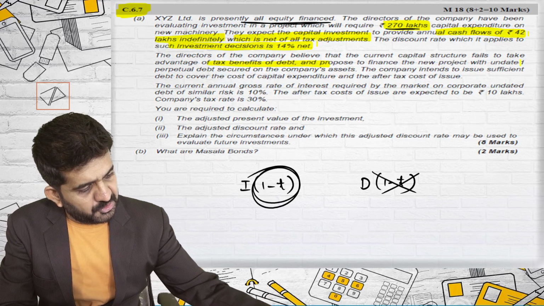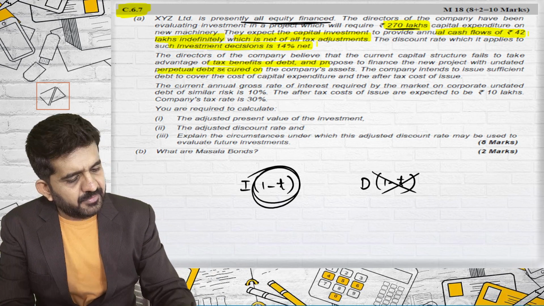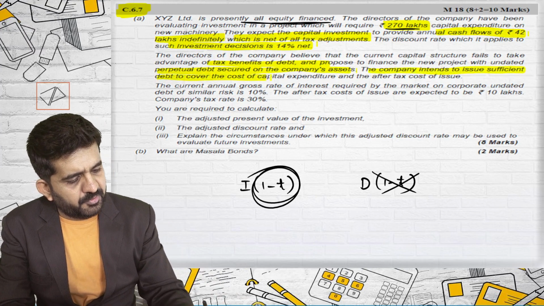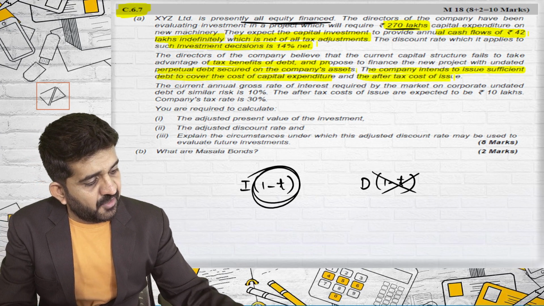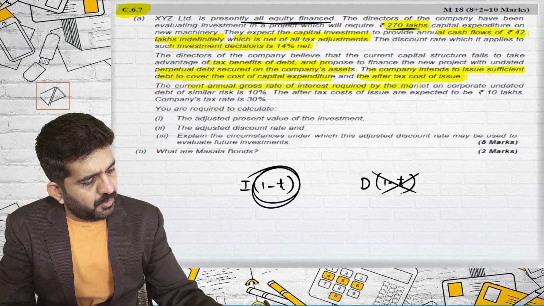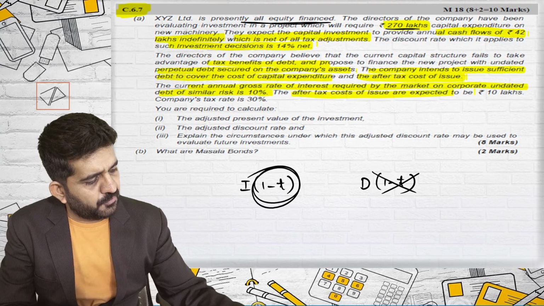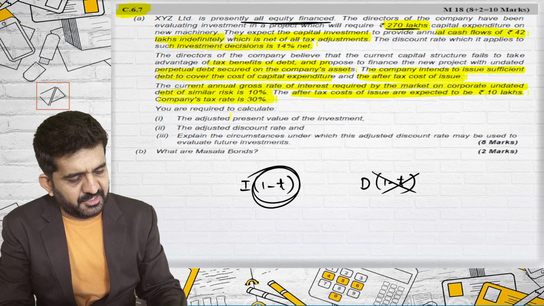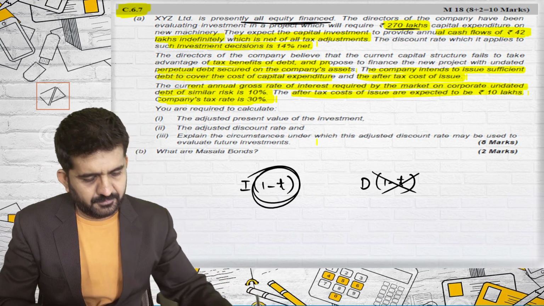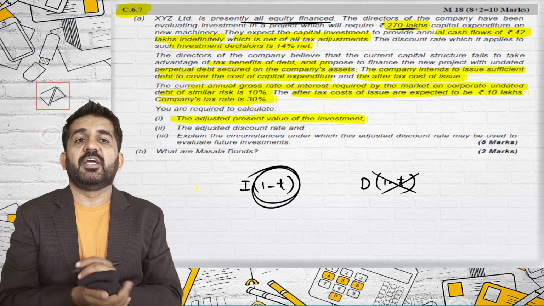And proposes to finance the new project with undated perpetual debt secured on the company's assets. The company intends to issue sufficient debt to cover the cost of capital expenditure and after tax cost of issue. This I'll explain to you. The current annual gross rate of interest required by the market on corporate undated debt of similar risk is 10%. The after tax cost of issue is expected to be 10 lakhs. The company's tax rate is 30%. Now tax is already considered in the cash flow of 42 lakhs. You are required to calculate the adjusted present value of the investment.